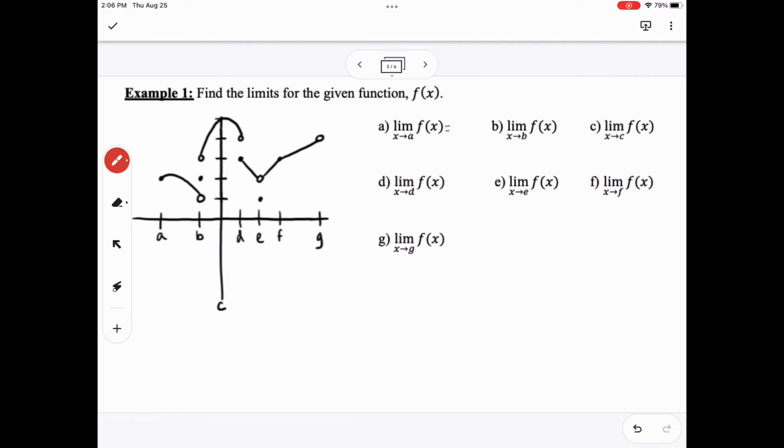So here let's try some of these examples. Example 1, here we're looking at point A. It does not exist because you don't have the limit coming from both sides.